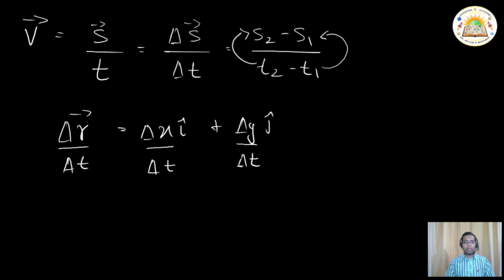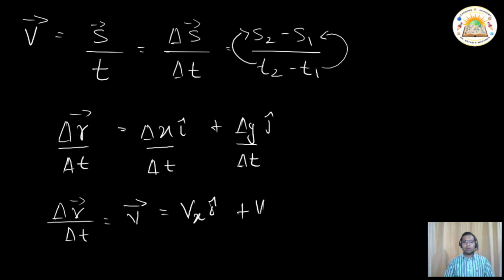So what will we end up getting? Delta r vector by delta t, which is nothing but our velocity, is equal to delta x by delta t. I will take it as vx i cap plus vy j cap, where I can write vx is nothing but delta x by delta t. Now we have done differentiation previously in order to solve a few problems. So keeping that idea in mind, here we can do the same thing.